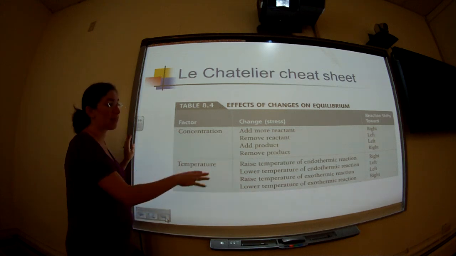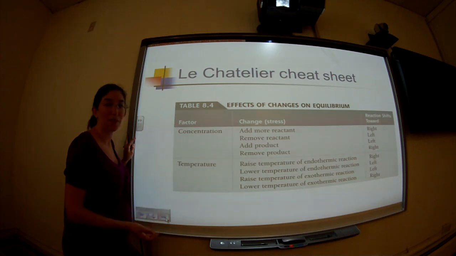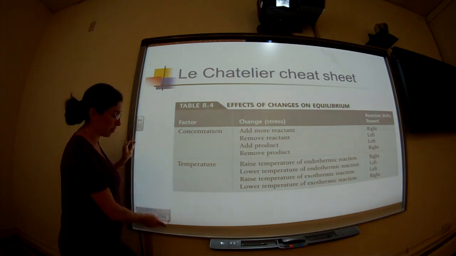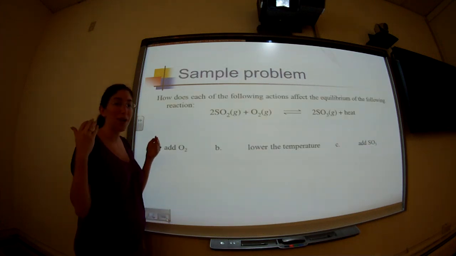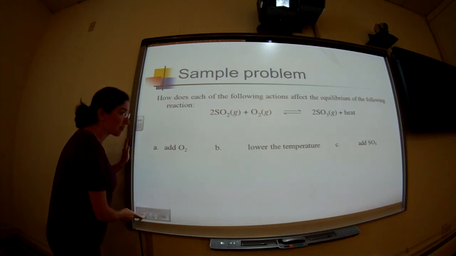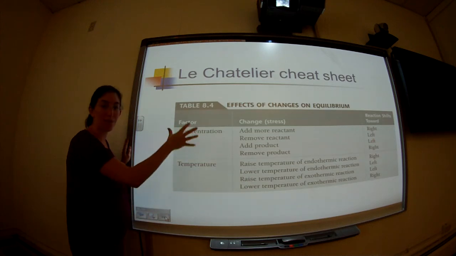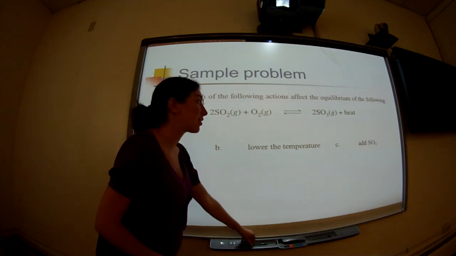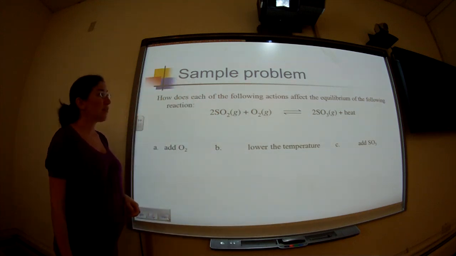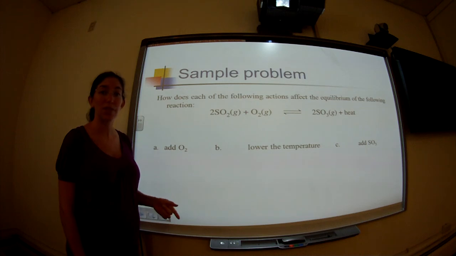And here's a little table that gives you the basic rules of Le Chatelier's principle in a table format. I'm more visual, so I like these arrows and this kind of format myself, but some people like to see things more concise. Either way. So here are some practice problems. How does each of the following actions affect the equilibrium of the following reaction? In other words, does it shift right or does it shift left?